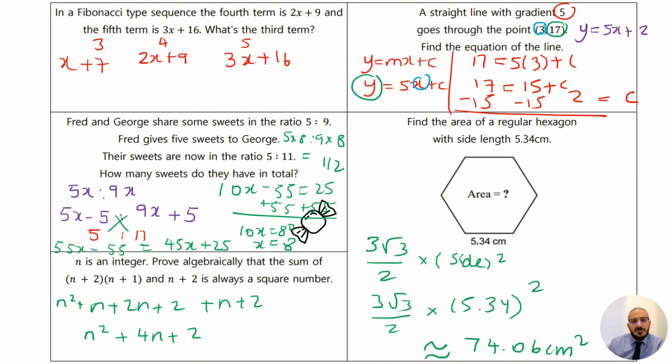2 times 2 is 4. This is 4. So it's n plus 2 and n plus 2 when I factorize this, which means it's going to be n plus 2 squared, which is an indication that it's going to be a square number.